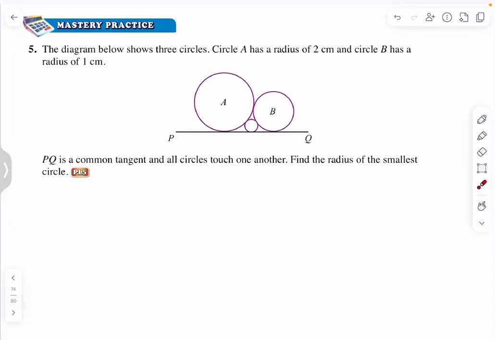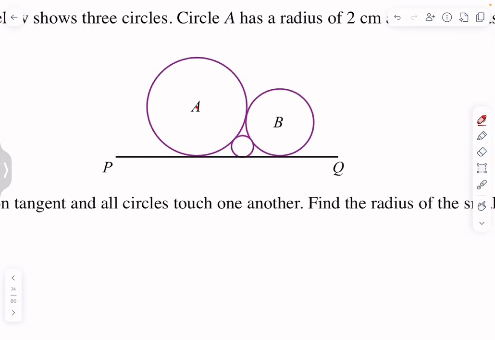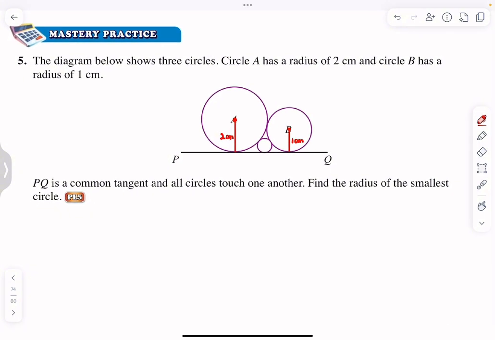Mastery practice question 5. Diagram below shows 3 circles. Circle A has a radius of 2 cm and circle B has a radius of 1 cm. Right. So circle A has a radius of 2 cm. Circle B's radius is 1 cm. Right. PQ is a common tangent and all circles touch one another. Find the radius of the smallest circle.